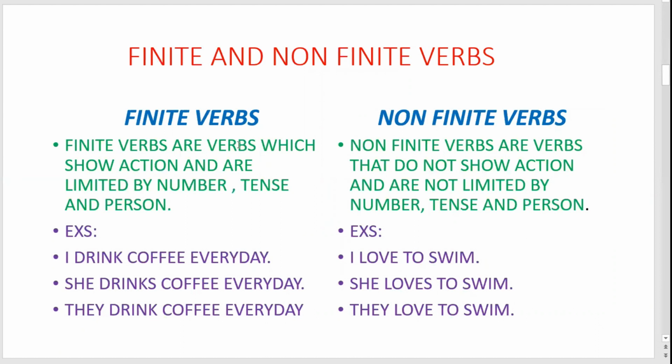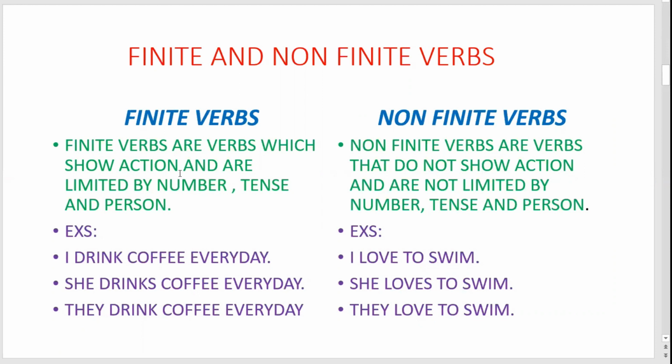Finite verbs are those verbs which show action and are limited by number, tense, and person. They are limited in the sense that in a sentence, the subject and the verb go on with an agreement. Number means singular and plural of the subject. Tense is present, past, and future. And there are three persons: first person, second person, and third person. First person is I and we, second person is you and yours, third person is he, she, it, they.